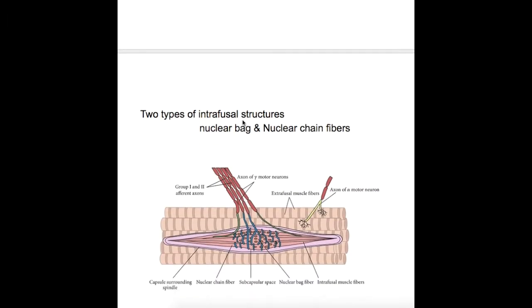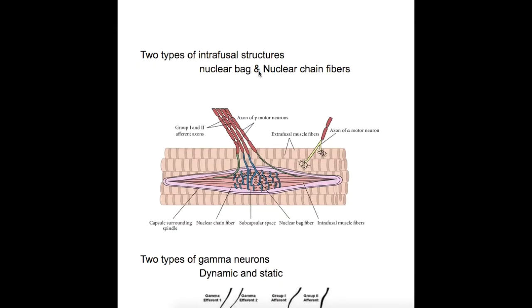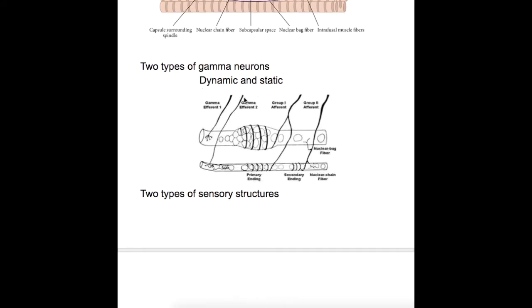There are two types of intrafusal fibers, the nuclear bag fibers and the nuclear chain fibers. There are two types of gamma neuron, the dynamic and static. The dynamic innervates the spindles and nuclear bag fiber, and the static innervates the nuclear chain fibers.